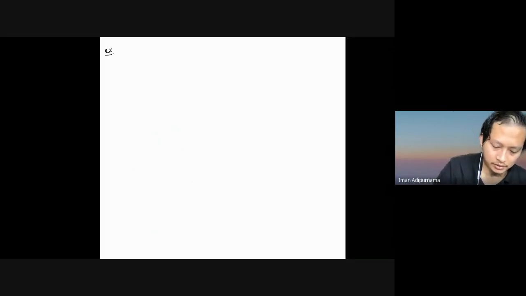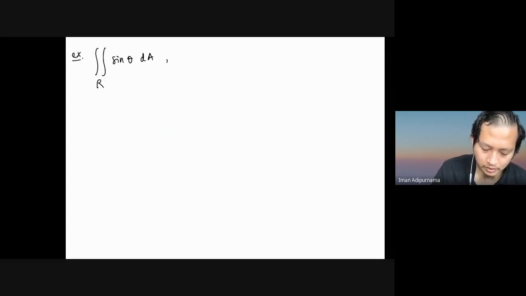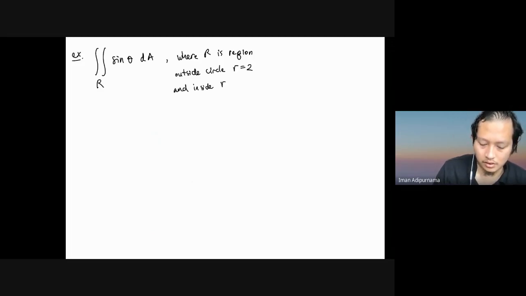Another example. Now you have the double integral of r sine theta dA. Let me write the question, where R is the region outside the circle r equal to, and inside r equal 2 plus 2 cos theta in the first quadrant.